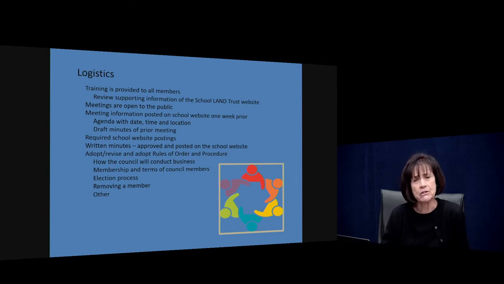Another item that comes to us frequently is, what do we do if we have people who are not attending meetings regularly? And that should be in your rules of order and procedure. There isn't anything in the law that says what needs to happen. But if you have members who are not attending on a regular basis, it may prevent you from having a quorum, and then you can't conduct business. So you should have something in there that provides some direction about what to do if you have members who consistently do not attend.